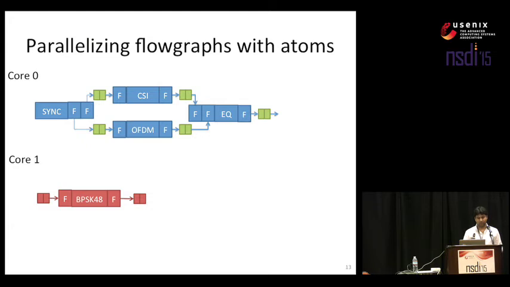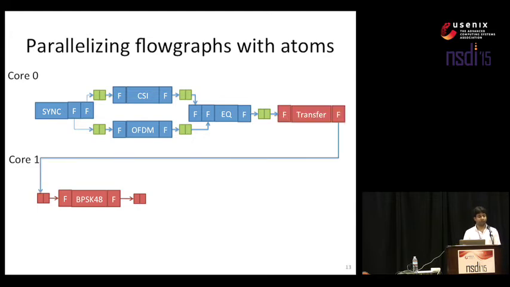To do that, I will insert a transfer atom. This transfer atom explicitly moves data from the input FIFO to the output FIFO. Atomix provides multiple transfer atoms to move data over either the DMA fabric or through shared memory or through any other mode the platform may expose.